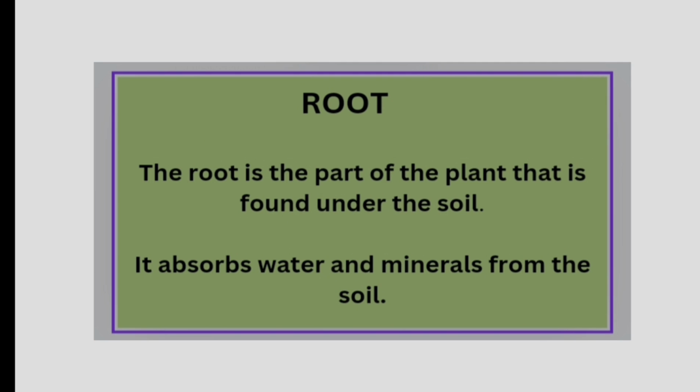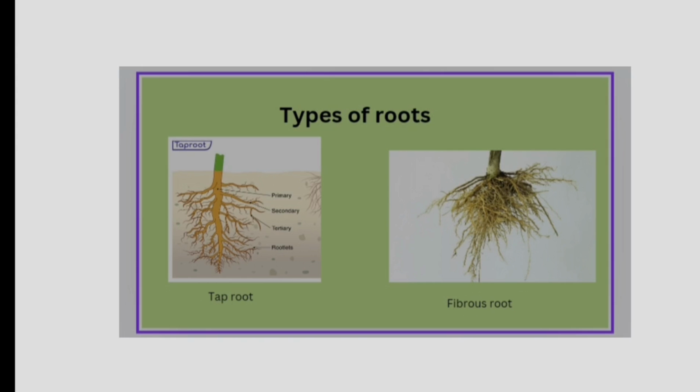Next, roots. The root is the part of the plant that is found under the soil. Roots are present under the soil and absorb water and other minerals from the soil. And that water and mineral it transfers to the shoot system. These roots are of two types, taproot and fibrous root.